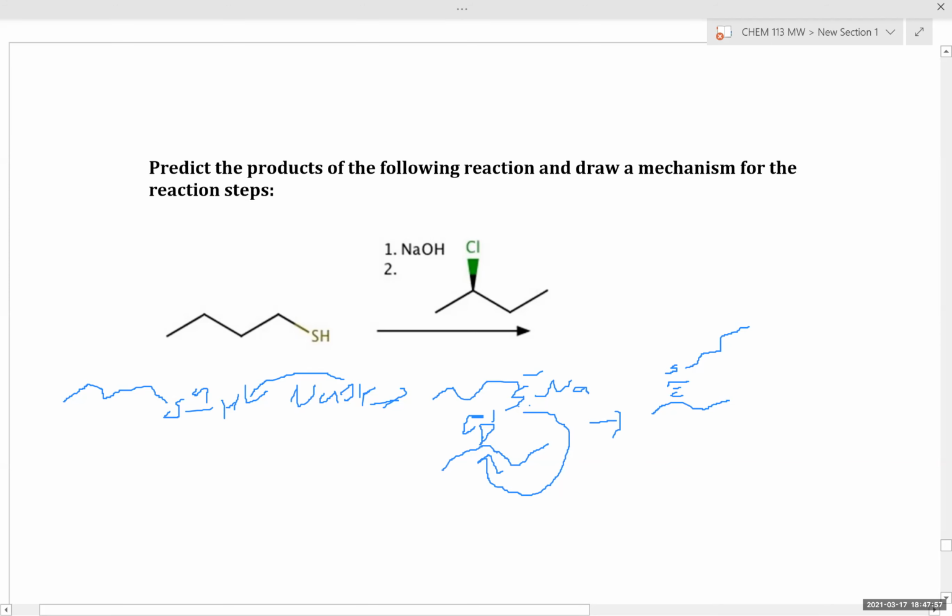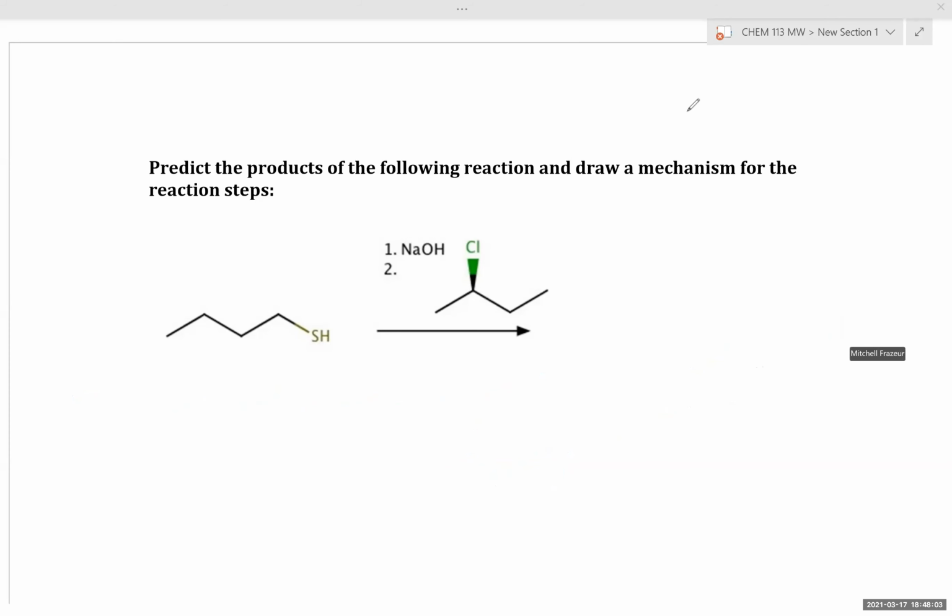Perfect. So this student proposed mechanism looks perfectly reasonable, and it clearly addresses the key point that this alkylation is an SN2 reaction, and it occurs with inversion of our electrophilic carbon stereocenter.